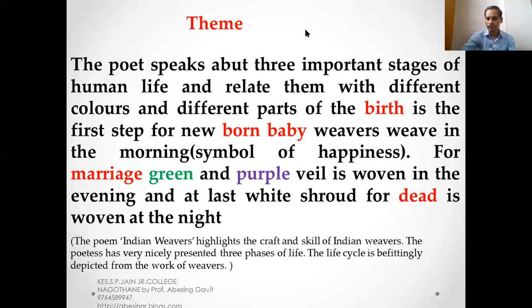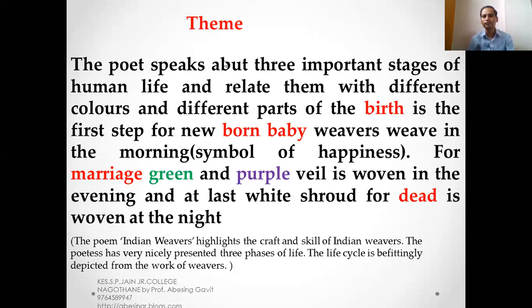Theme of the poem. Now I think in the last line we see about the poet, but here you have to write short information about the poet, my friends. Otherwise you will write an essay-type answer, but that is not allowed here. Only important information that you have to write here. Theme: the poet speaks about three important stages of human life and relates them with the different colors and different parts of the day.